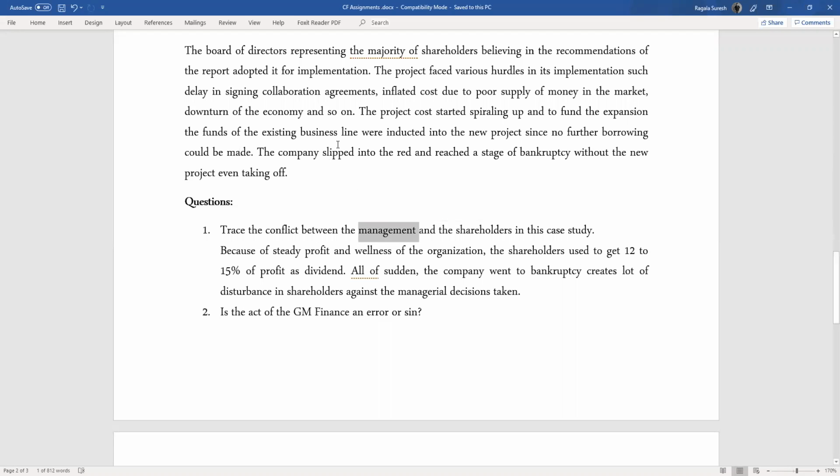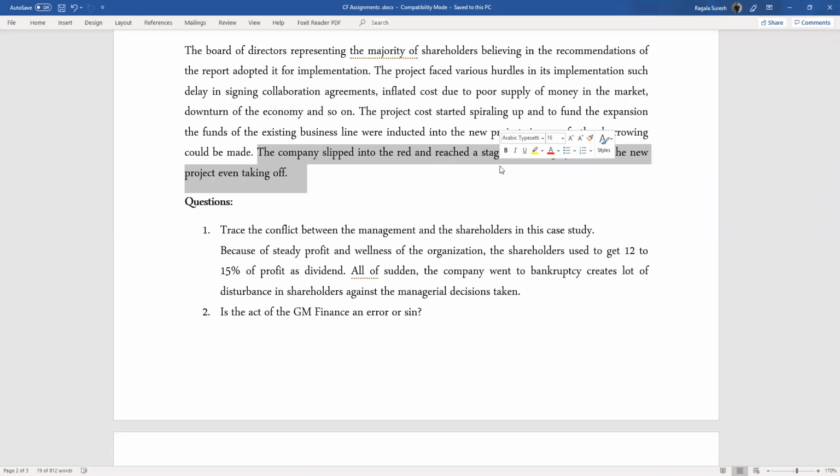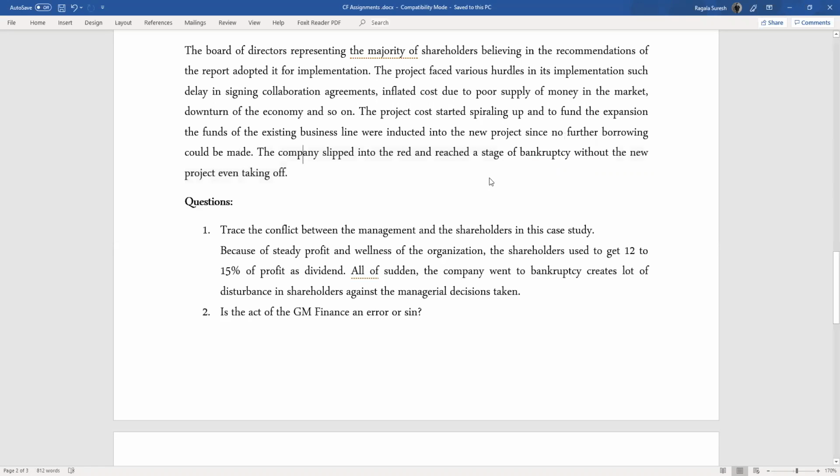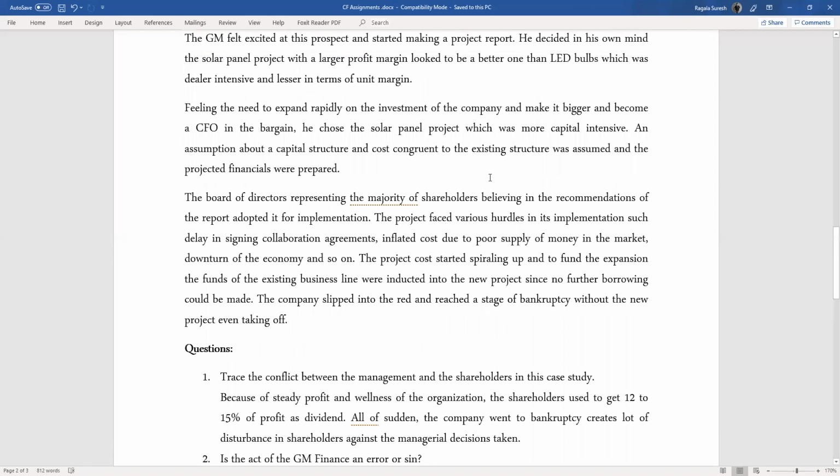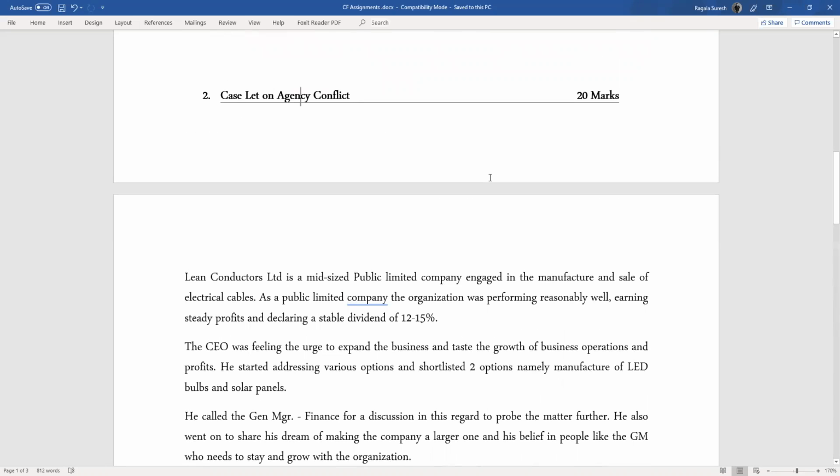The company slipped into the red and reached the stage of bankruptcy without the new project even taking off. You understood the situation? This is the situation. Because they didn't have the money, they pulled out money from the existing business. Instead of manufacturing electrical cables, they took that money and put it into the new project for installation and all. Before taking off itself, they went into this bankruptcy. It's like taking some amount from one project and putting it into another. Correct. Okay.